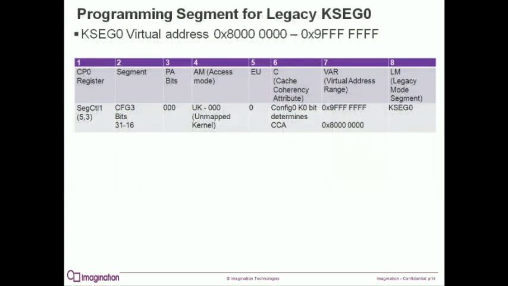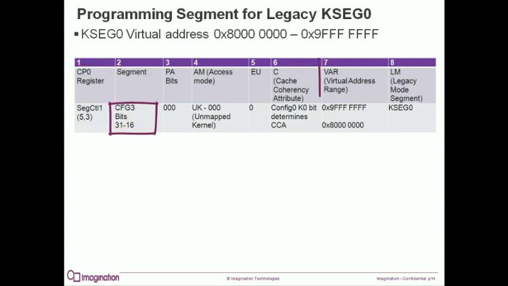The legacy KSEG0 was a segment accessible in kernel mode. It had a 512 megabyte virtual address range starting at 8 million hex. It was cacheable and direct mapped to physical address 0. In the table, SegControl1, which is CP0 register 5 select 3, is used to program CFG3.